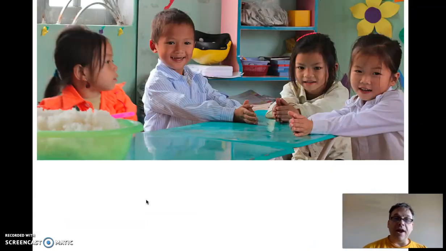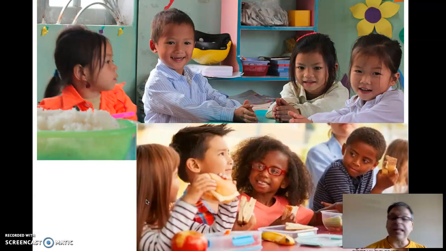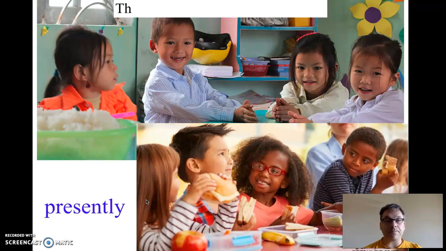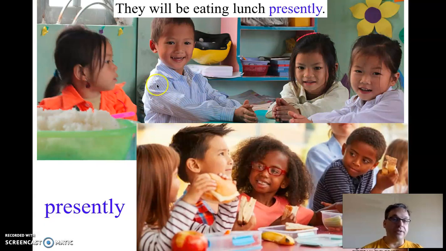Some children here, they are waiting for lunch, eagerly waiting for lunch. These children are eating lunch. And in a strange way, we can use this same word, presently. They, the students, will be eating lunch presently. What do you think that means? They will be eating lunch soon.